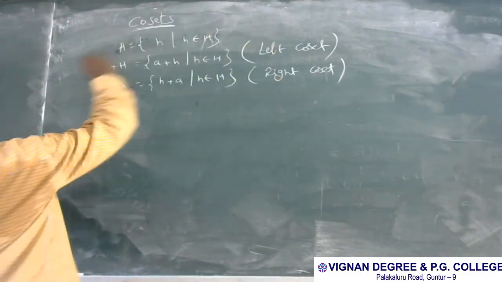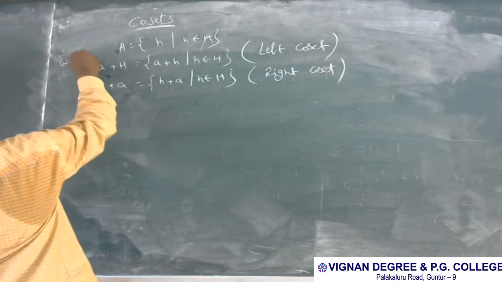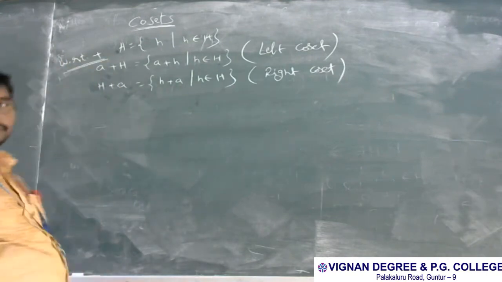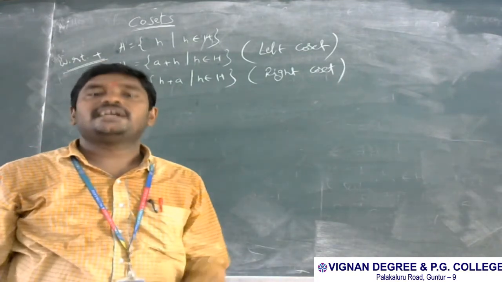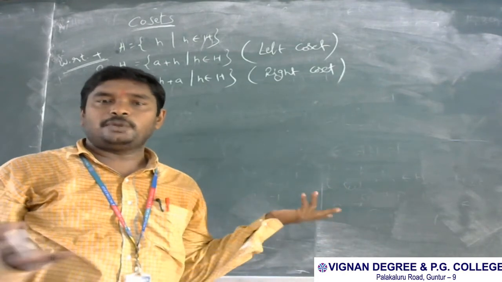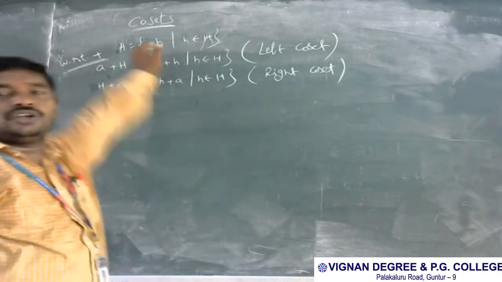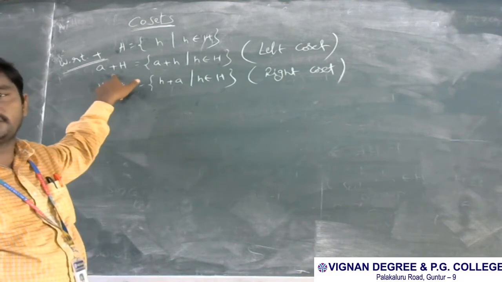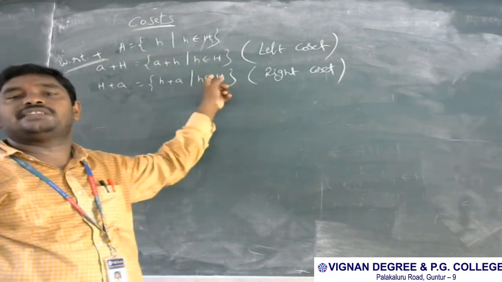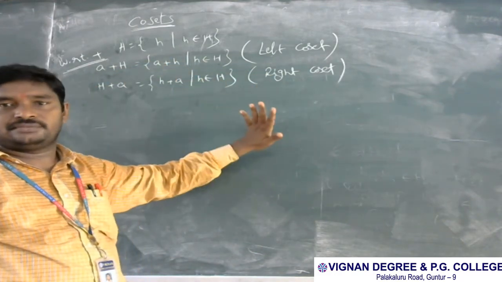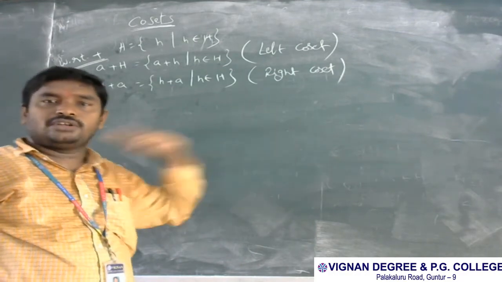This is also known as with respect to plus. With respect to plus means addition only. So left coset with respect to addition, right coset with respect to addition. Okay, friends? Any doubt?